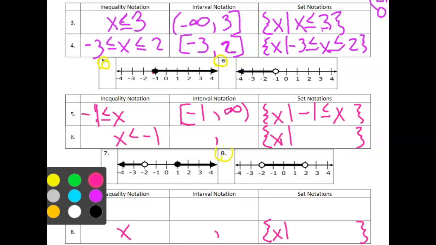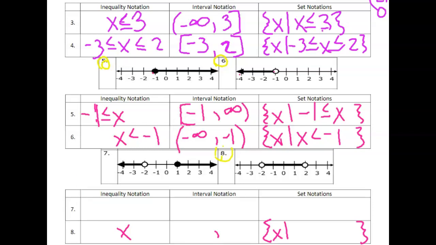Number 6, I have no boundary on the left and a boundary of -1 on the right. I should be using the less than sign because it's an open point. I should be using the parenthesis because it's an open point. I should be copying inequality notation into the set notation braces. And then my left boundary really doesn't exist. It's -infinity, but I want to include that in interval notation and use a parenthesis.